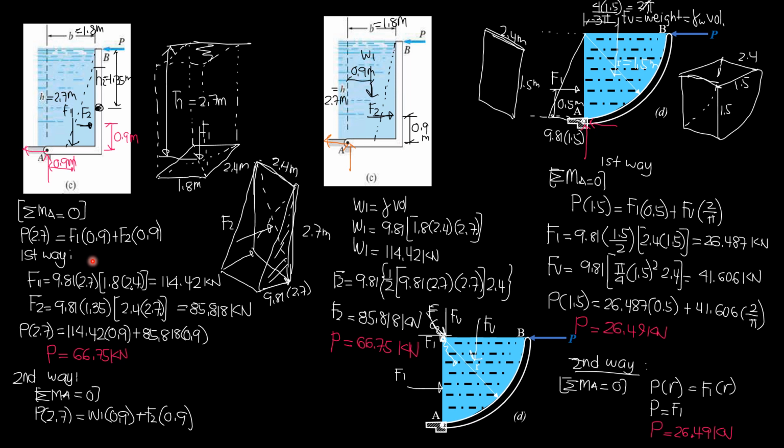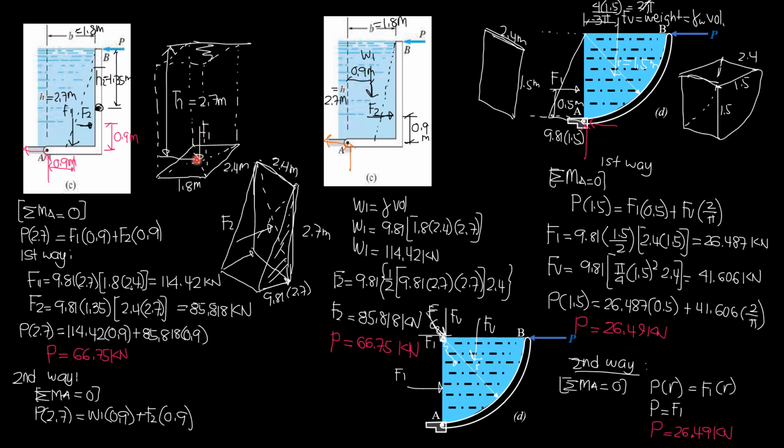So this is the first way. F1 is equal to specific weight times h-bar, which is 2.7 because the centroid is here, so the distance from the water surface is 2.7. And the area is the area of this surface, which is 1.8, then perpendicular to the screen, 2.4. So that you can imagine, that's 1.8, that's 2.4.